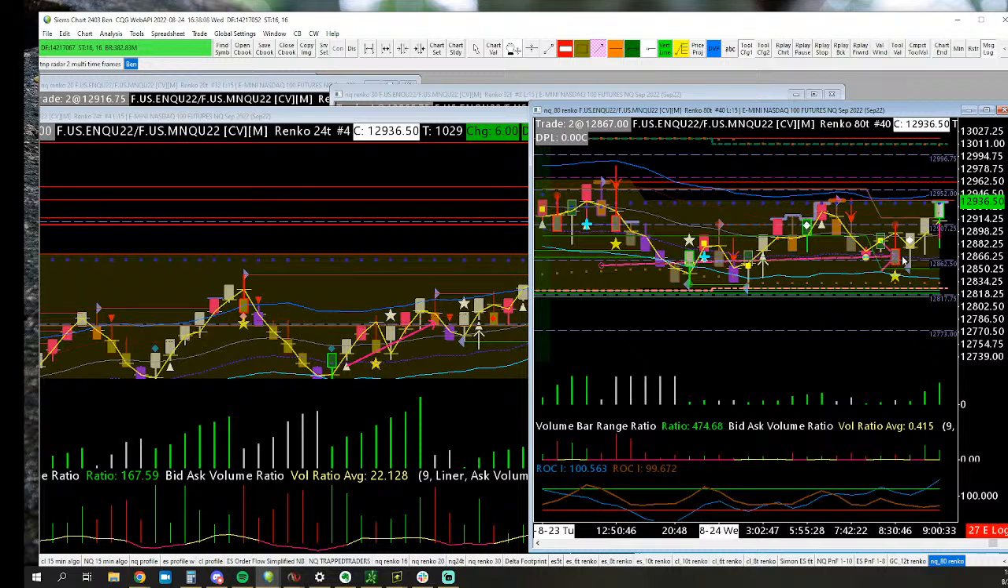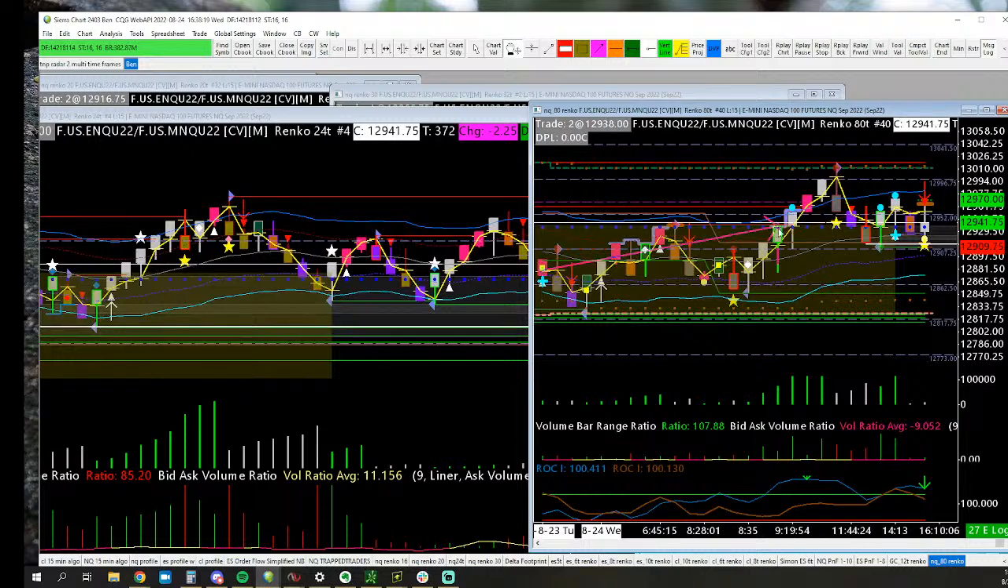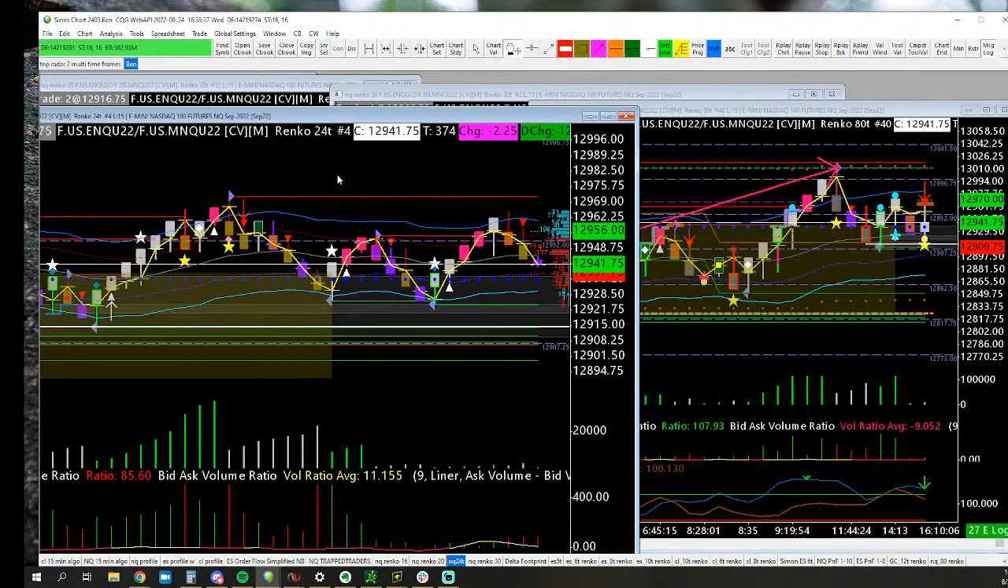This one doesn't get tested once you break. Yes, it got tested on the very next bar, but once you close above it, they never get there, right? Will they someday get there? Yeah. But this is all I care about. If I can catch this, I'm happy, because this is from 12,900 to 13,000. That's 100 points. If I'm just not shorting in this, I'm fine. That's the way I think about it.